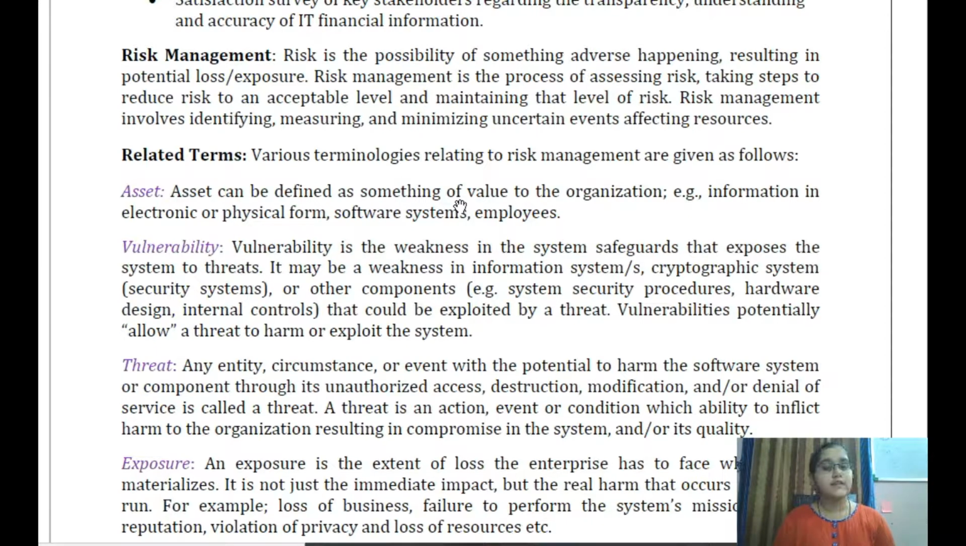We are in ISCA CA Final Paper number 6 old syllabus revision, and we are doing Chapter number 1. This is the third part of this chapter, where we are going to see risk management and its related concepts, and then COBIT 5 and its related concepts will be covered today.